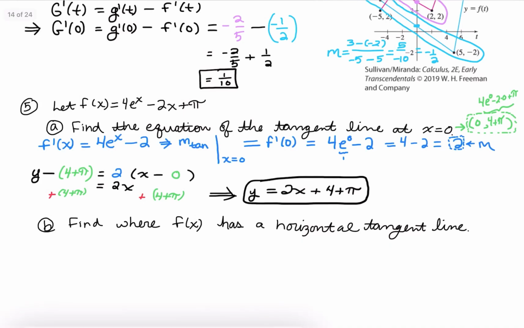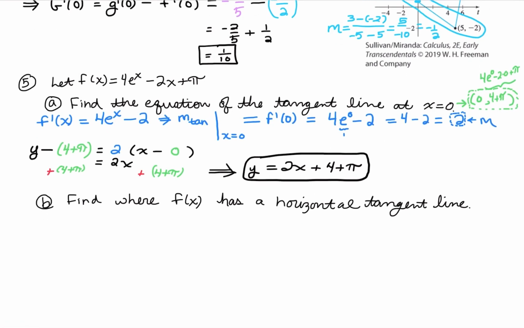So notice the first question that we were doing up above said find the equation of the tangent line at x equals 0. This is saying find where F has a horizontal tangent line. So first, let's just rephrase this. They are saying find where the slope of the tangent line is 0. So a horizontal tangent line is a slope of 0. So they're saying find where the slope of the tangent line is equal to 0.